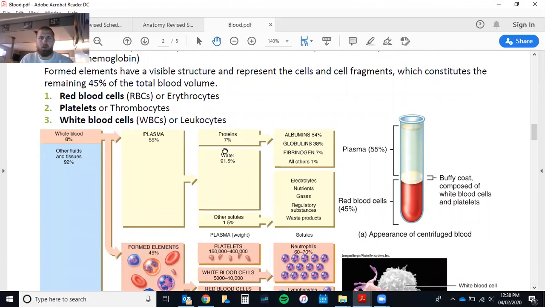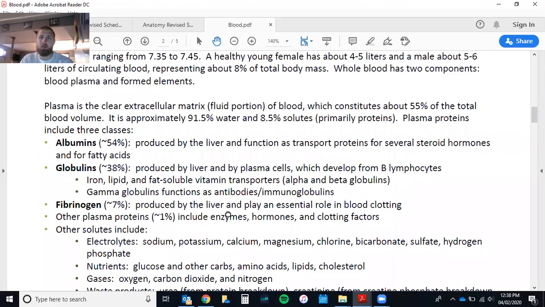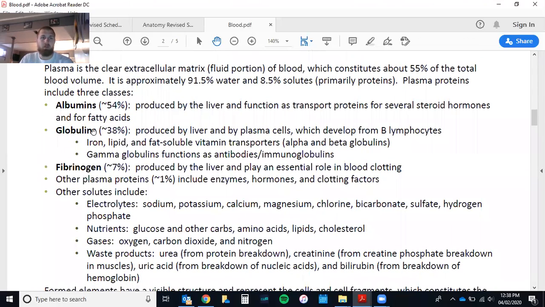And the second most prominent would be the 3 plasma proteins: albumins, globulins, and fibrinogen, each of which has its own specific percentage and its own specific role. Okay. Albumins are produced by our liver and function as transport proteins for several steroid hormones and for fatty acids. So they kind of act like an Uber, carrying different things like hormones in our blood to destination sites.